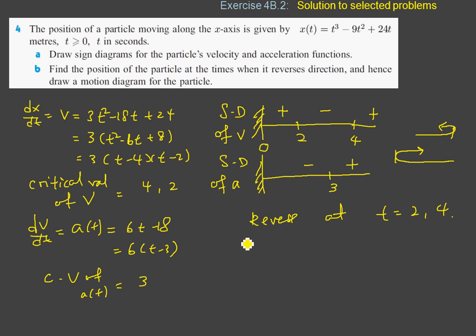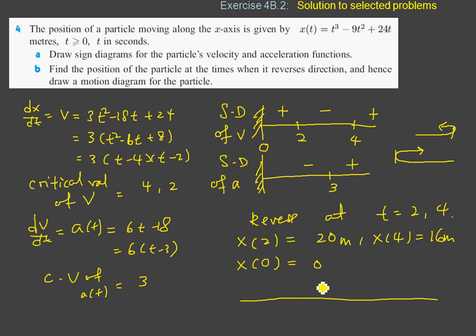Now for position, you need to calculate this. x(2) is actually 20, and x(4), if you do calculate that, is 16 meters to be precise. And we also try to locate x(0). So when time is 0, the position of the particle is actually 0. So what do we know now? So it reverses direction at time t equals 2 and 4, and this is the location or the position of the particle.